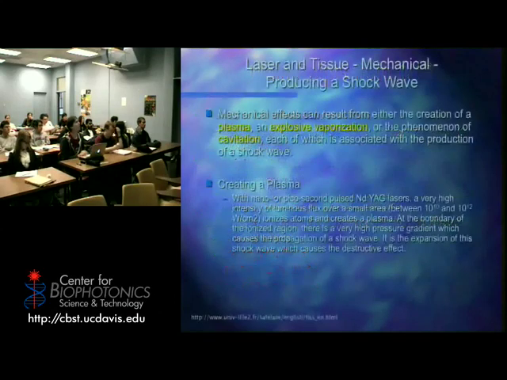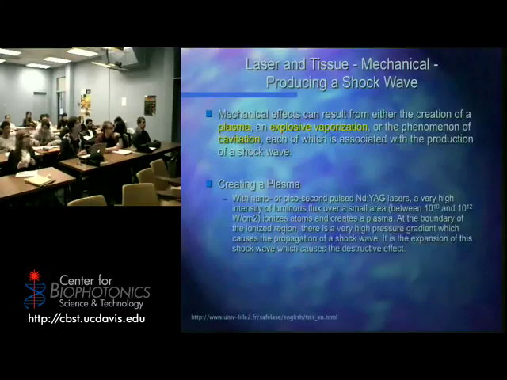So, I can actually use a laser to create a mechanical effect. Okay, I can create a shock wave. I can push stuff with a shock wave. And when I do that, I can do things like creating a plasma. I can do explosive vaporization, so I cause a minor explosion. And I can also do cavitation. So these are things that we're going to talk about briefly.